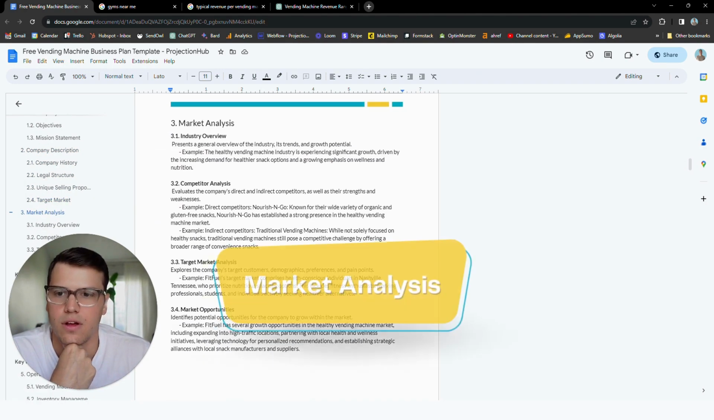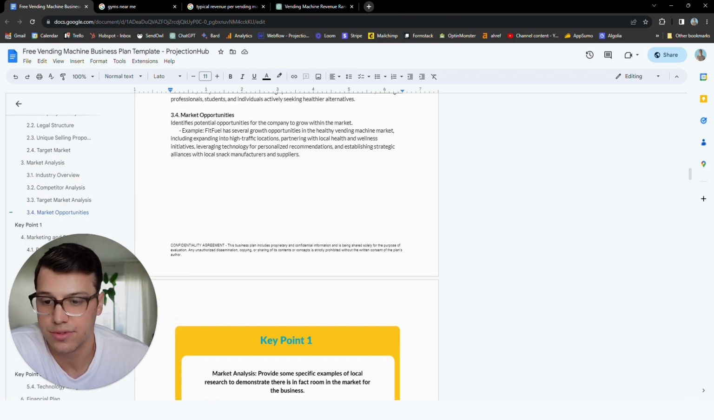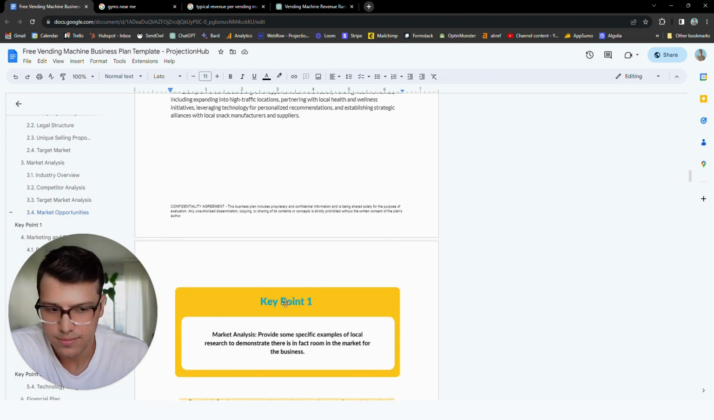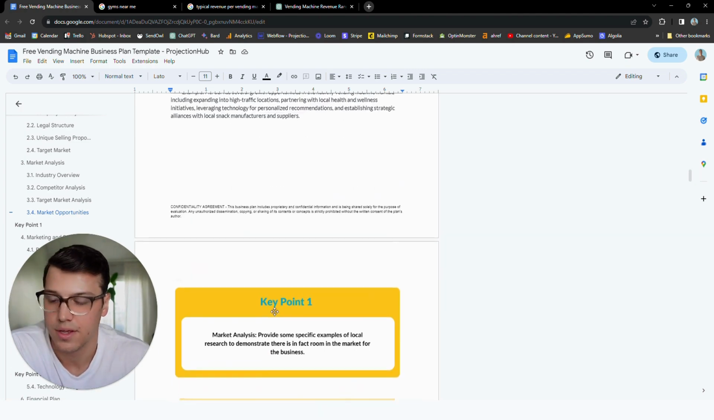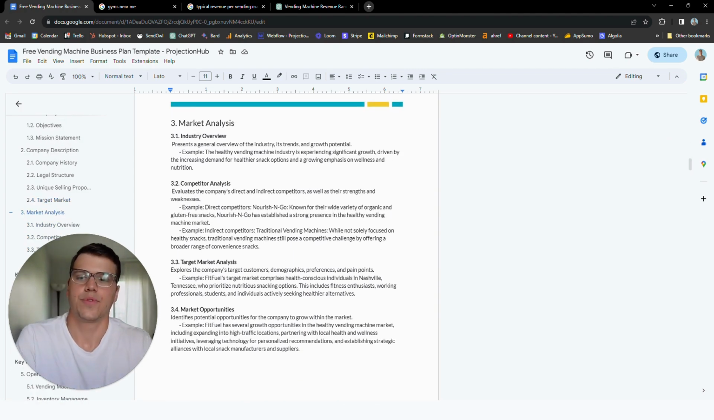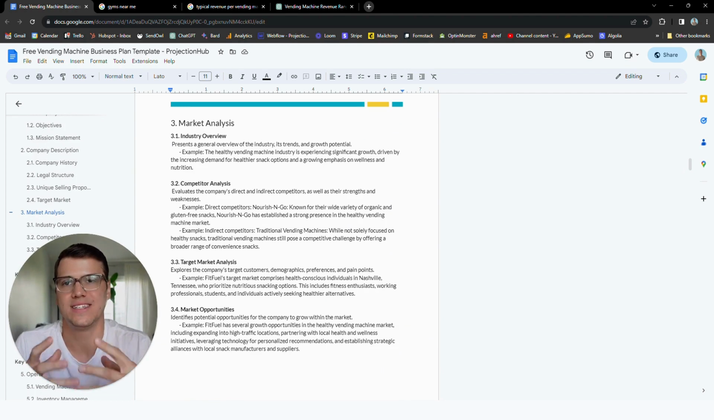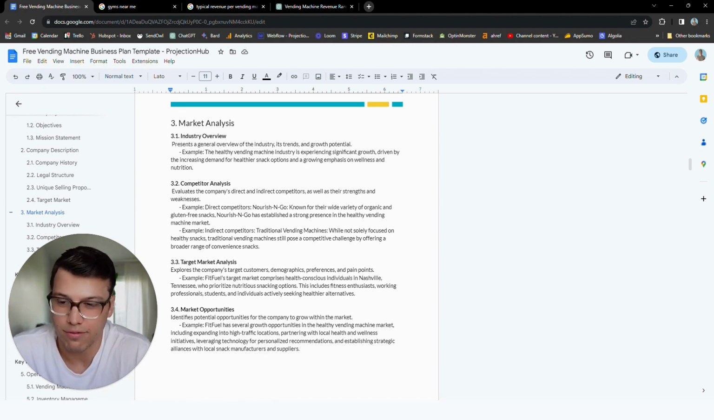Okay, now moving along, we have our market analysis, and this is going to bring us to key point 1. You'll notice in the template, all of the key points are highlighted like this, along with some tangible examples of a way you could do that. So what is the market analysis? We are trying to demonstrate that there's room in the market for your vending machine business. Vending machines are a little tricky because someone isn't just going to search online for vending machines near me. That's not really something people look for. It's more of a convenience thing.